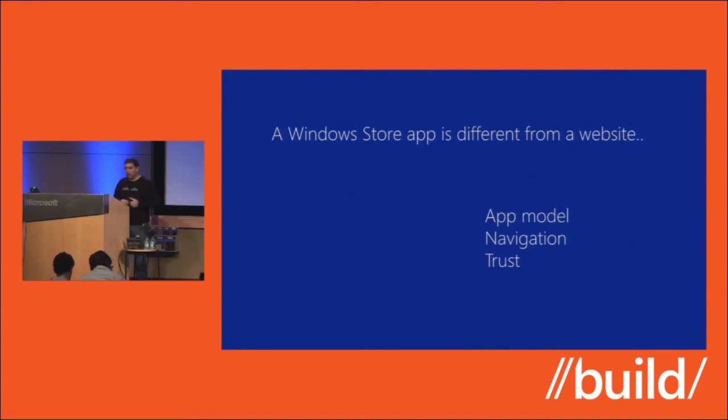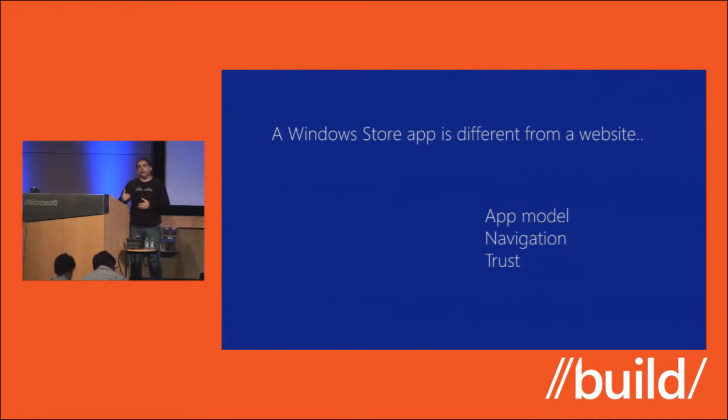The big one that I want to highlight today is trust. When you write a Windows Store app, we want you to take advantage of the operating system. If you've heard of contracts, live tiles, PLM, settings, there are all these things that the operating system will do that we want you to take advantage of so that your app is really great.